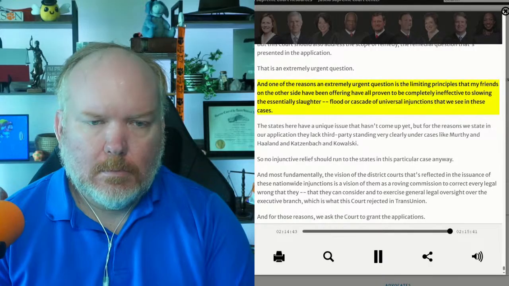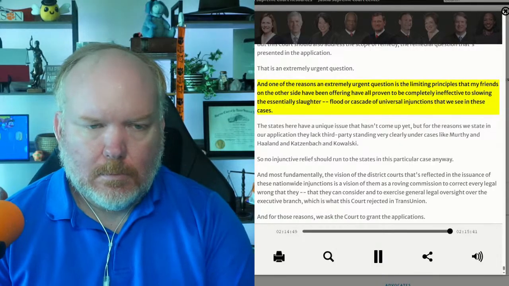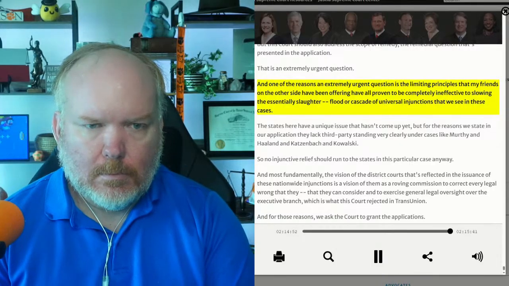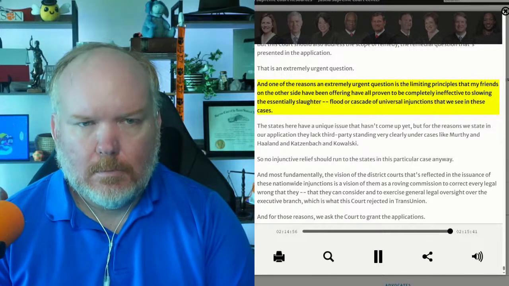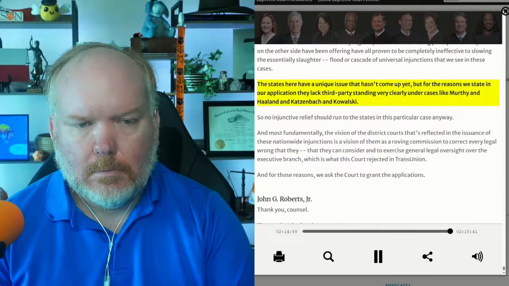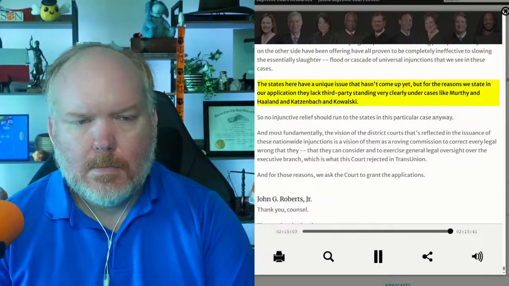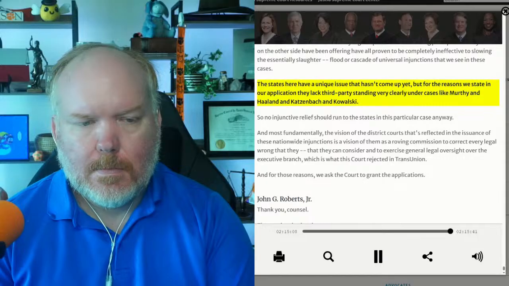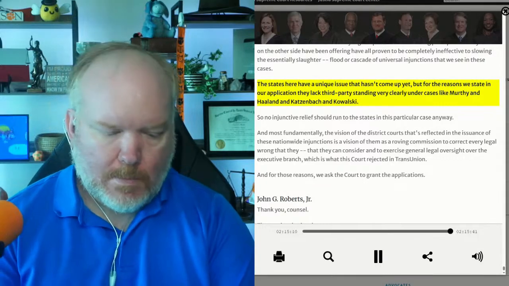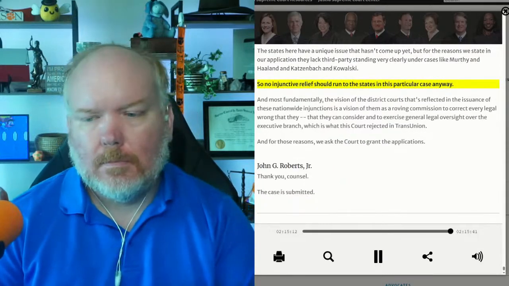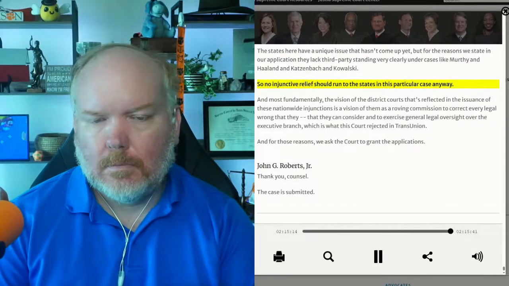And one of the reasons it's an extremely urgent question is that the limiting principles that my friends on the other side have been offering have all proven to be completely ineffective at slowing the essentially flood or cascade of universal injunctions that we see in these cases. The states here have a unique issue that hasn't come up yet, but for the reasons we state in our application, they lack third-party standing very clearly under cases like Murphy and Hayland and Katzenbach and Kowalski. So no injunctive relief should run to the states in this particular case anyway.